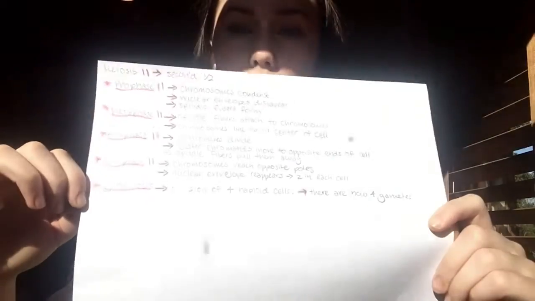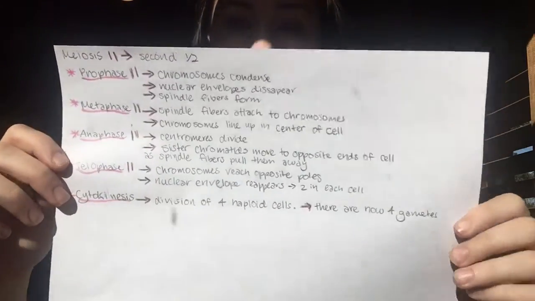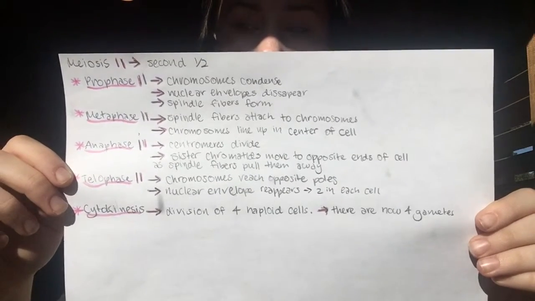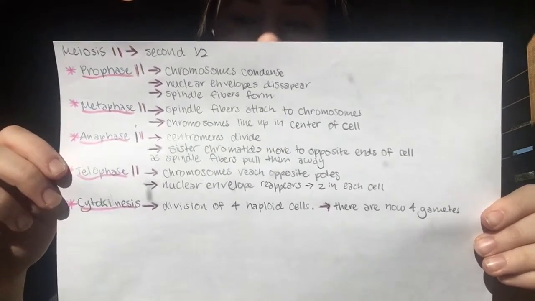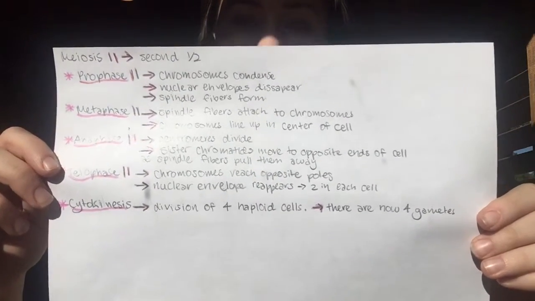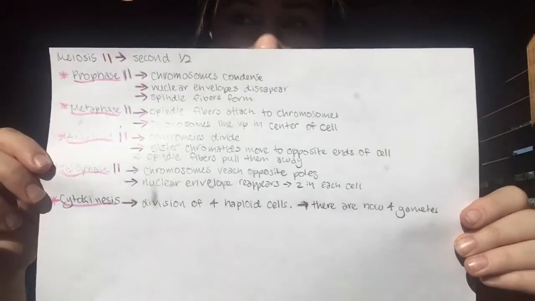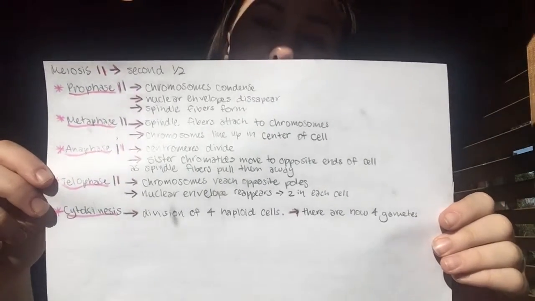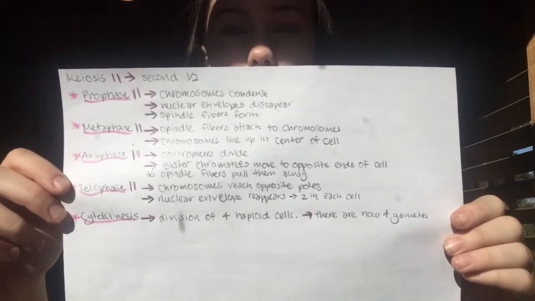Now onto meiosis 2, which is the second half of meiosis. We start off with prophase 2, where the chromosomes condense, the nuclear envelopes disappear, and the spindle fibers form. After that, we move on to metaphase 2, where the spindle fibers attach to chromosomes, and the chromosomes line up in the center of the cell.